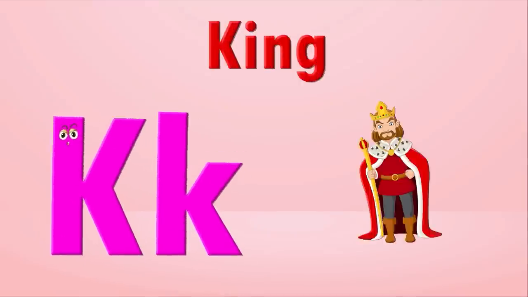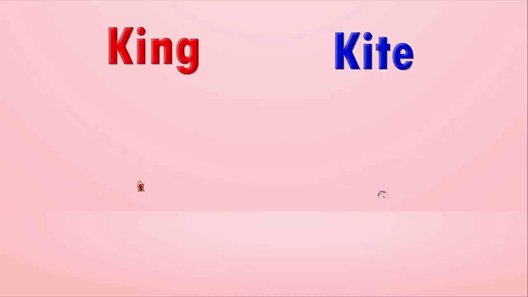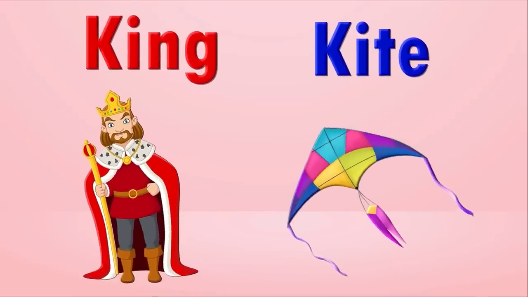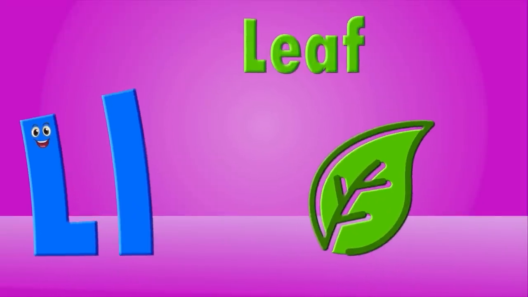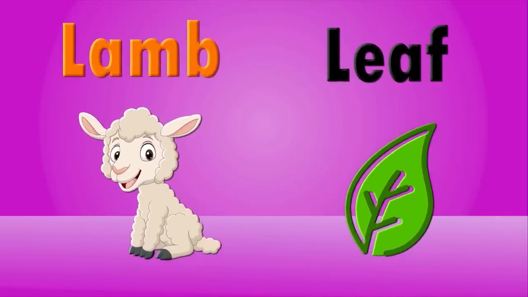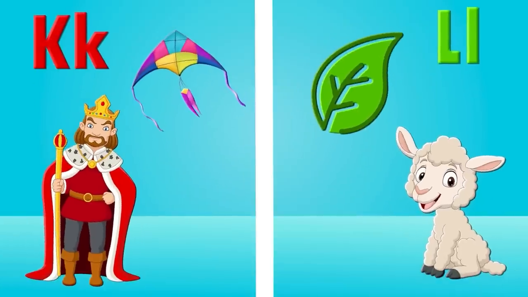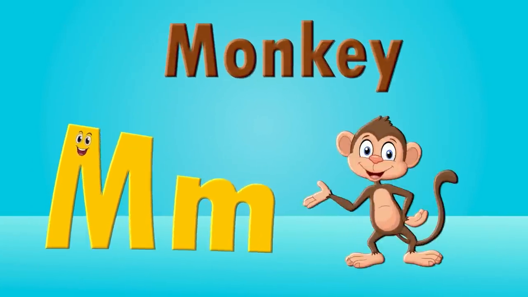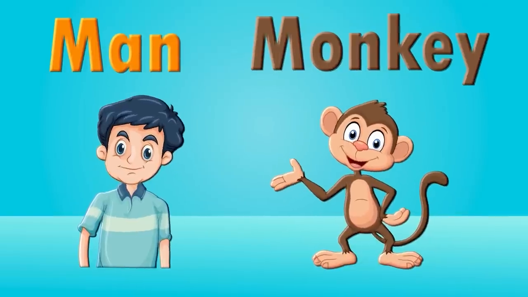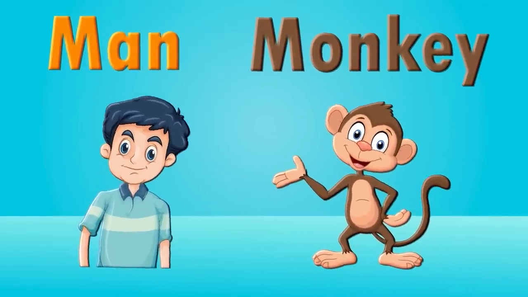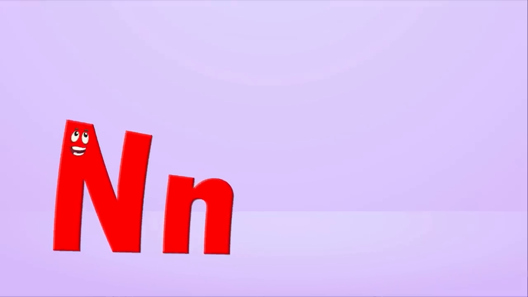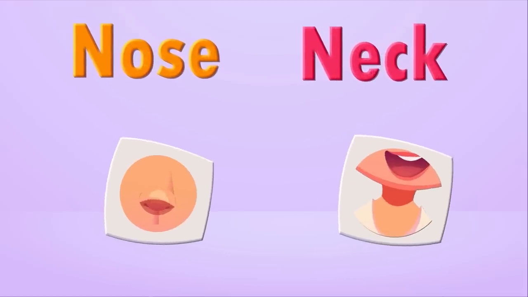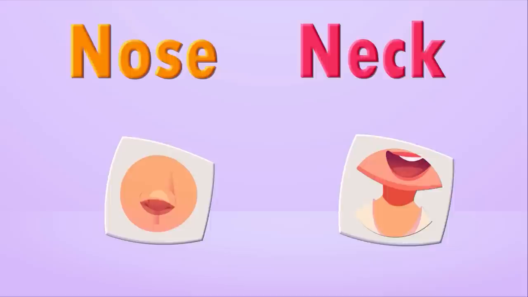K for king and K for kite. L for lamb, L for leaf. M for man and M for monkey. N for neck, N for nose.